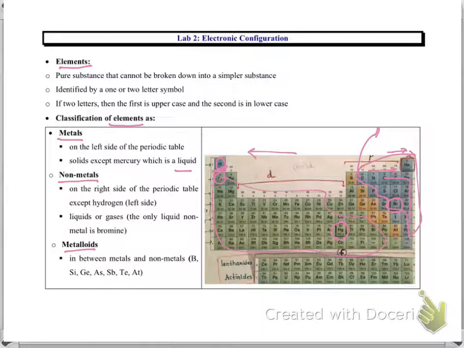Metals are shiny, non-metals are dull in color, metalloids are kind of grayish. Metals are good conductors of heat and electricity, non-metals are poor conductors of heat and electricity, and metalloids are semiconductors. Since the properties of metalloids are in between metals and non-metals, that's why they are placed between metals and non-metals in the periodic table.